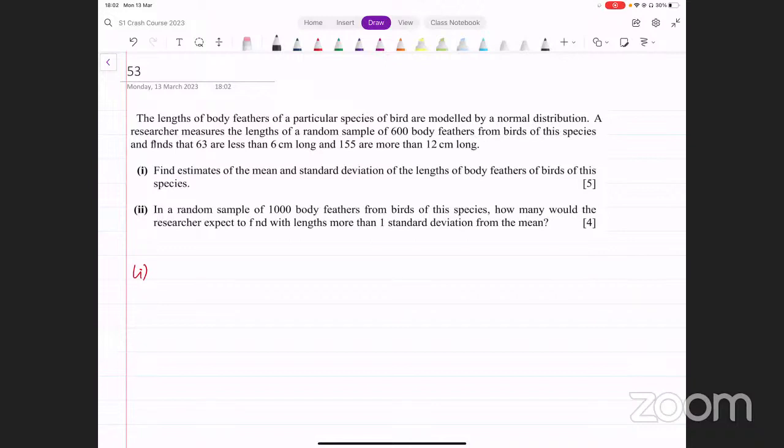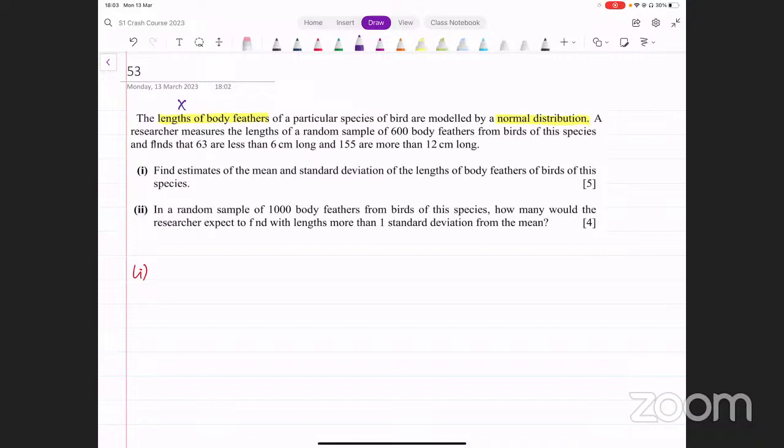Okay, now let's break it down. Let's try to make it simpler. So what are we talking about? We have lengths of body feathers. They are modeled by a normal distribution. So the length of body feathers is actually the variable. This follows a normal distribution. Let's call this length X.